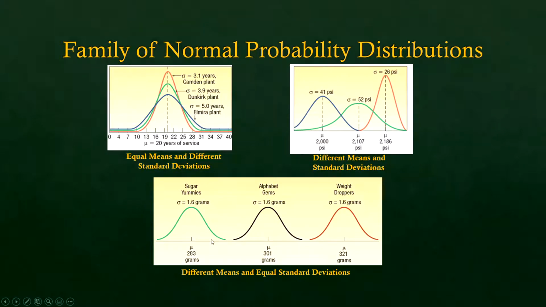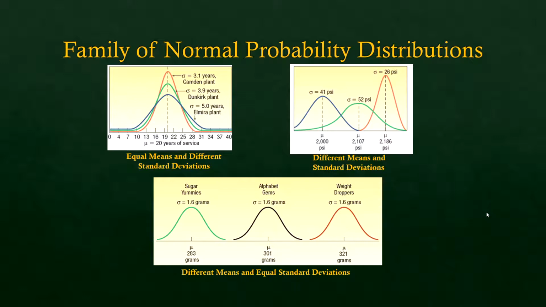Looking at the bottom, you have different means, but equal standard deviations. And so you have 3 different distributions that look almost identical. They have that nice, perfect normal curve, but they're very different. They are all in very different locations. And so when you're looking at that, you've got to be aware of that.